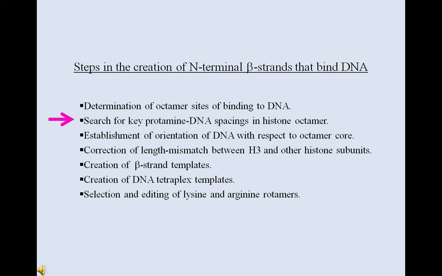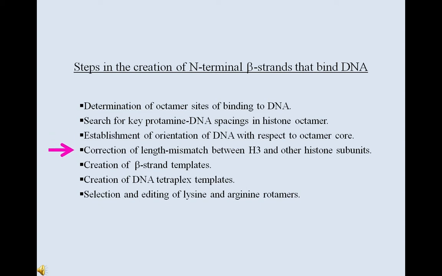The second step, a search for key protamine DNA spacings, will be based upon the presumptions that A, the protamine model is correct, and that B, the particular spacings between DNA binding beta strands in protamine will be found in histone as well. With respect to the question of orientation of DNA relative to the histone octamer core, however, there was no clue up front, and I count it as good fortune that I came upon a structure I refer to as the histone equatorial plane, which provided a logical answer to that question.